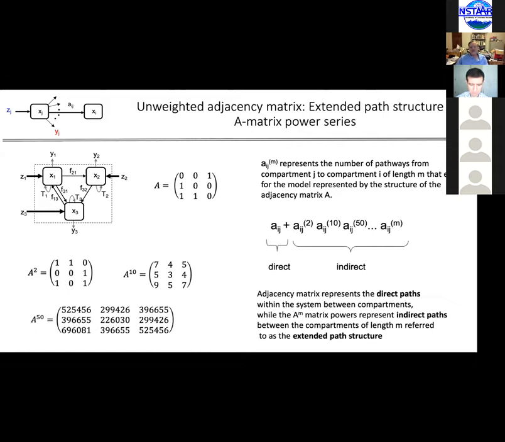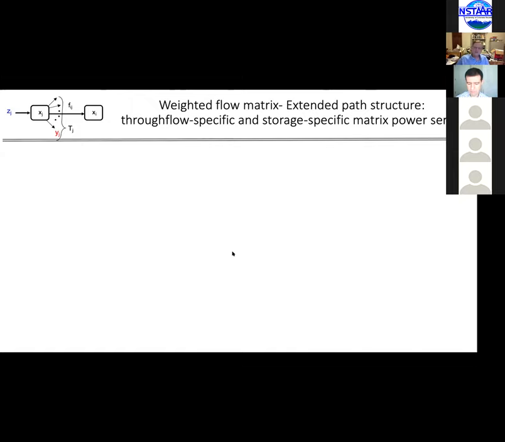Now, the important idea here is that these direct paths within the system are represented by the adjacency matrix, but the indirect paths are represented by the higher powers. Okay, and I referred to that as the extended path structure. You'll hear me mention that again. Now, when we go to weighted paths, that's where the actual environment analysis part comes in.